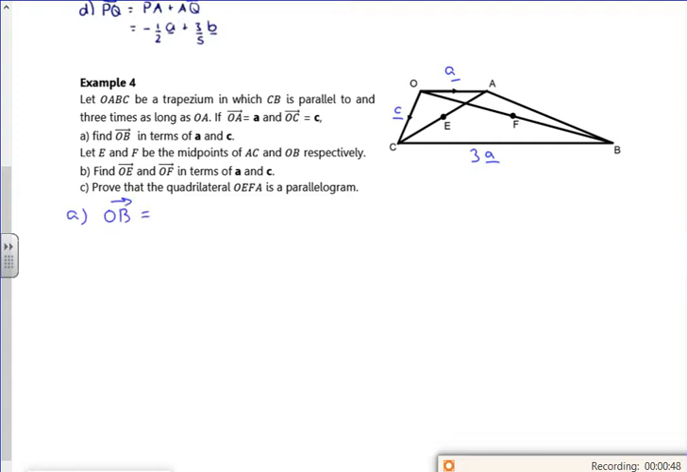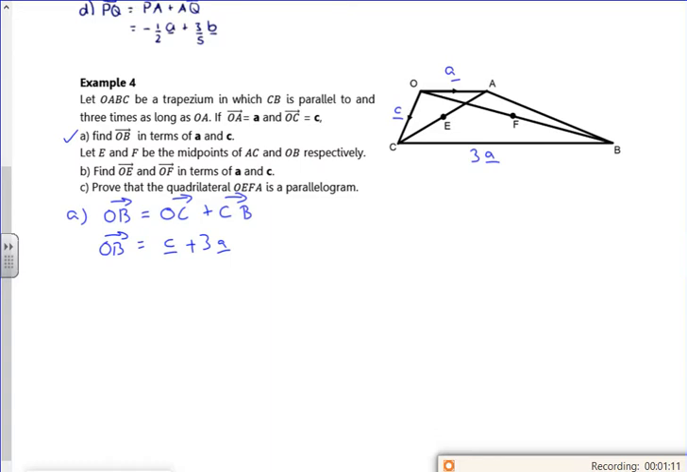So to go from O to B, the easiest way is to go from O to C and then go from C to B. So O to B is a c in the right direction plus 3a in the right direction. So that's c plus 3a.